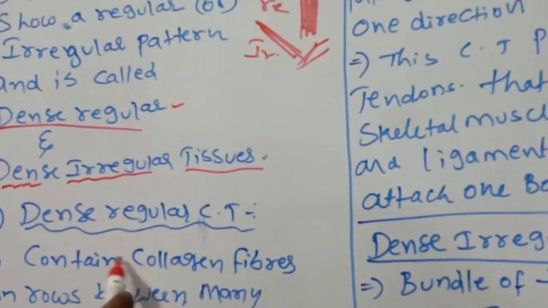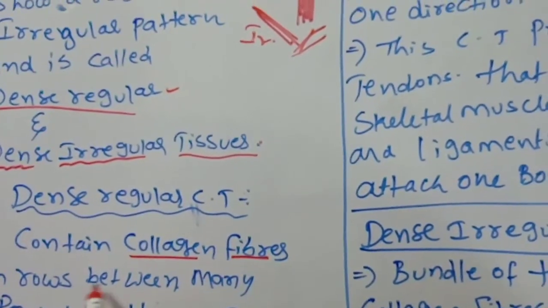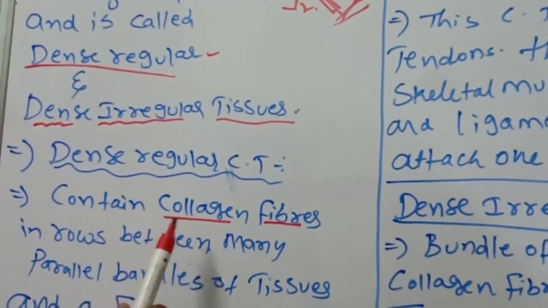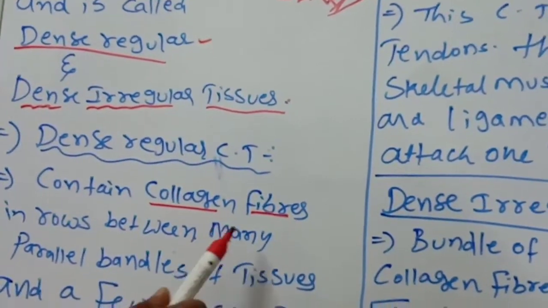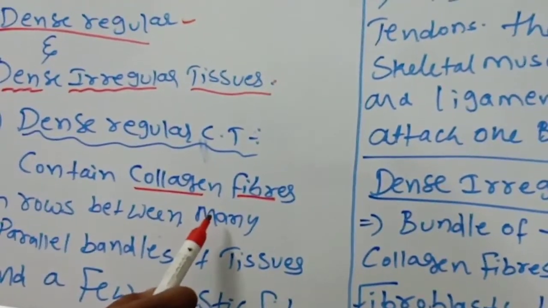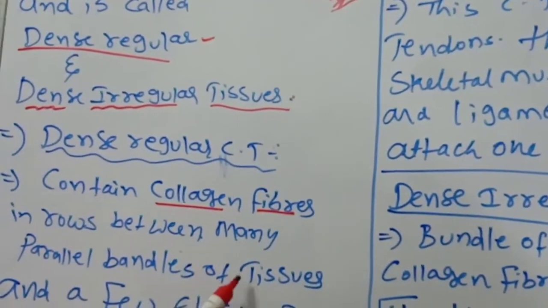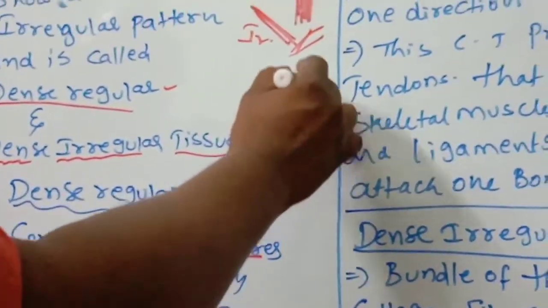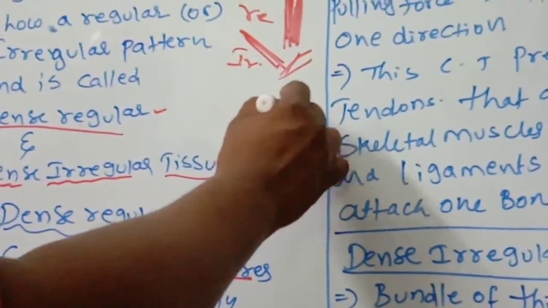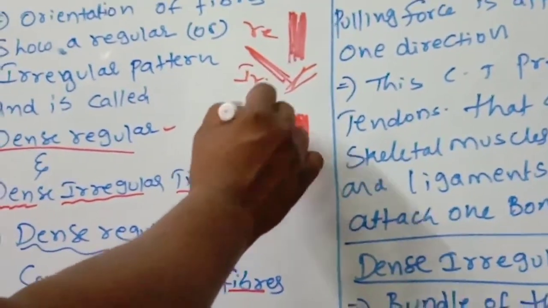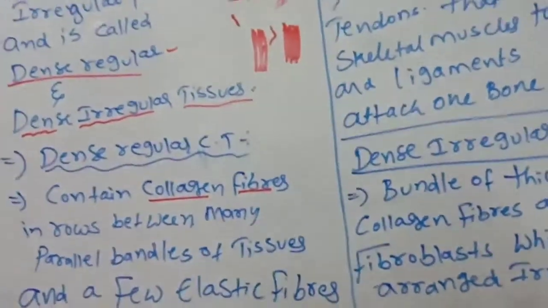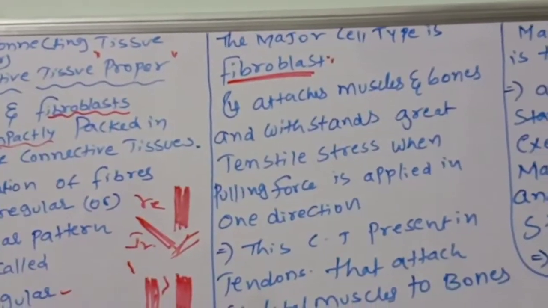Dense regular connective tissue contains collagen fibers in rows between many parallel bundles of tissues and a few elastic fibers. Regular collagen fibers will be present in the tissue. Very few elastic fibers are present. The major cell type of this dense connective tissue is fibroblast.